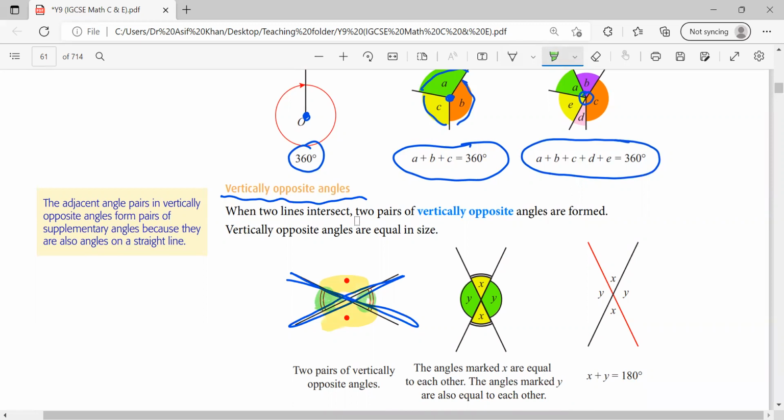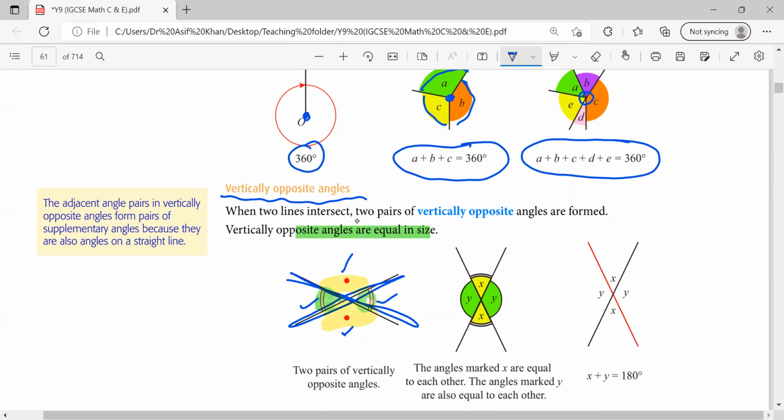And what is the property of vertically opposite angles? Vertically opposite angles are equal in size. It means both yellow angles will be equal, and this green one and this green one will be equal. Mostly we can identify this with the help of the arc.